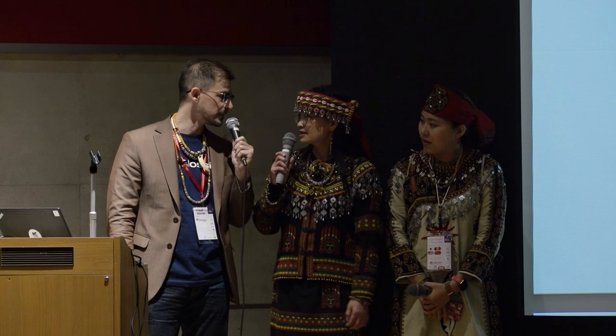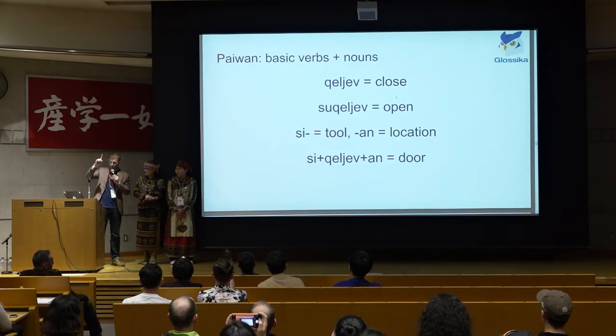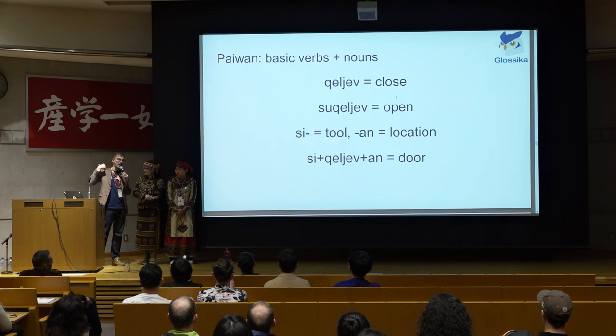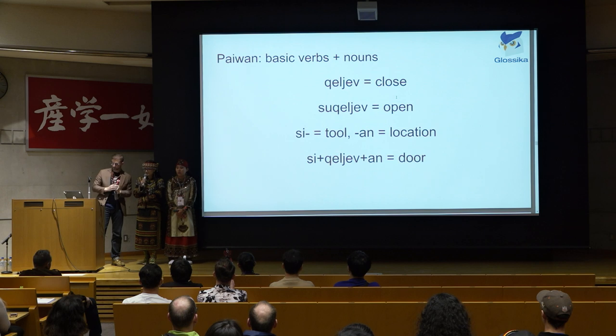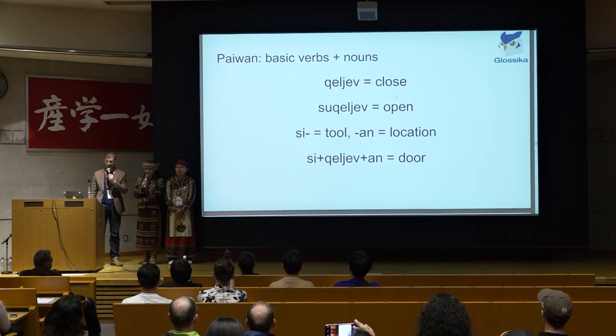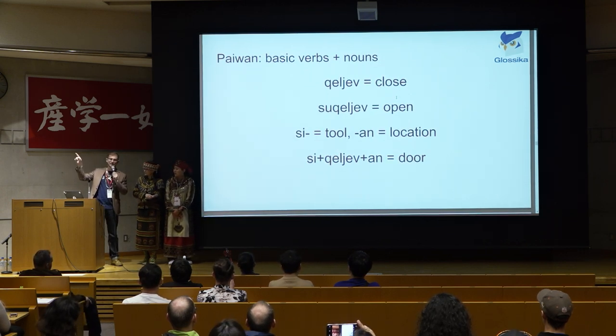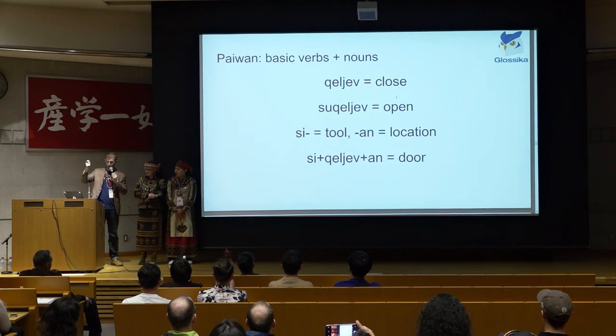Okay, sorry, I need to code switch here. So back to English. Okay, so the next word, we're going to add a su at the beginning of the word, and that's opposite or undoing this action. Sukalav. Good. And we add si as a prefix and an as a location, and we get the tool with which you do it, or the thing that is undergoing that action.